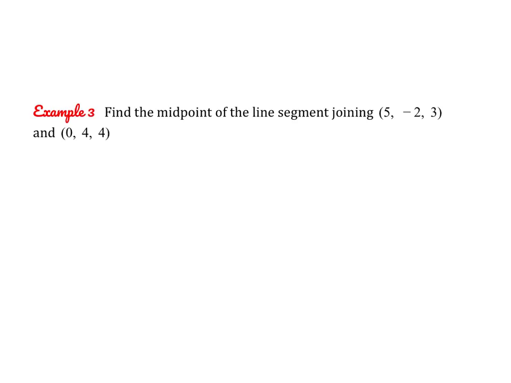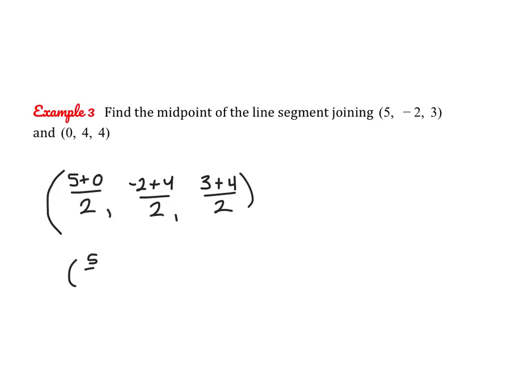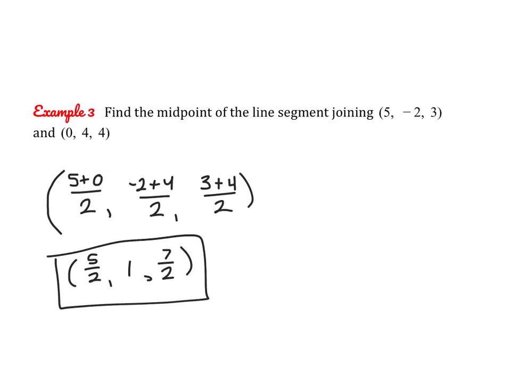Okay, let's see if we can find the midpoint of the line segment joining 5, negative 2, 3, and 0, 4, 4. So using our formula, we'll do x1 plus x2 over 2, y1 plus y2 over 2, and z1 plus z2 over 2. And what we're left with is 5 halves, positive 1, and 7 halves. So that is the midpoint of those two coordinates.